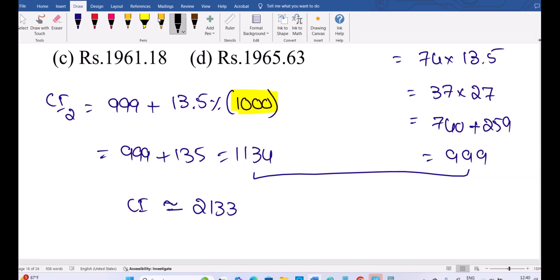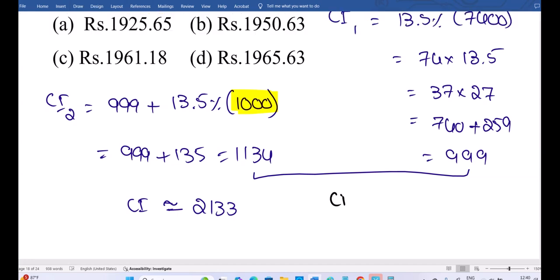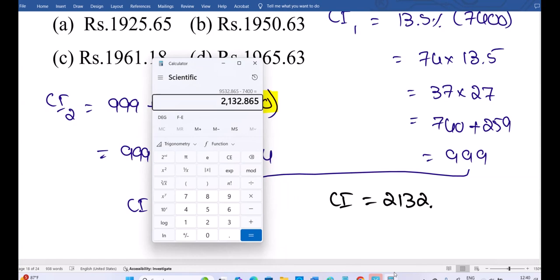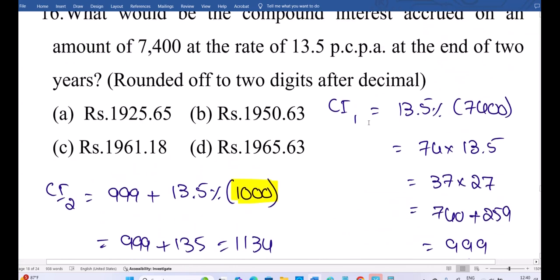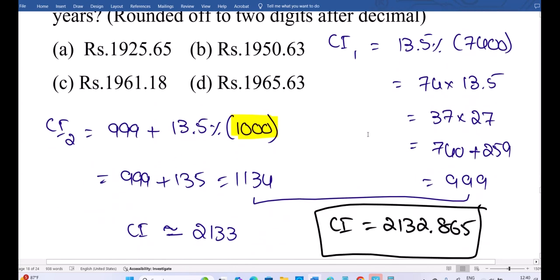I know a slightly lesser value will come. The exact answer, as we checked, is 2132.865. The options have a mistake. This is how we can handle the question. Please focus on the approach, how we are handling the question. First year compound interest is close to 1000, second year a 13.5% increase on 1000. Then altogether we want something close to this.